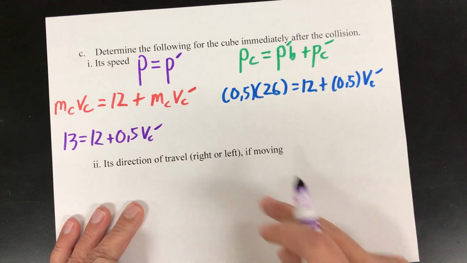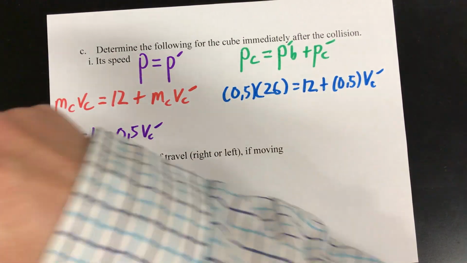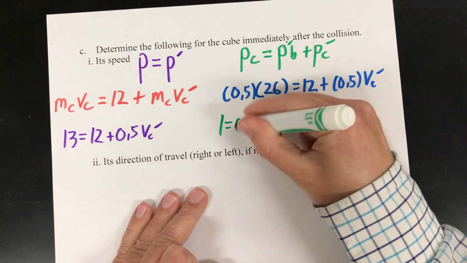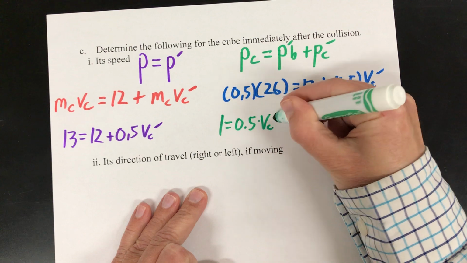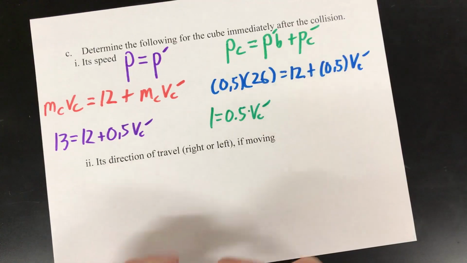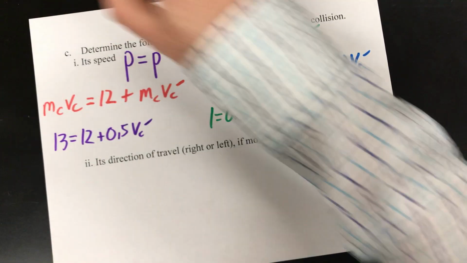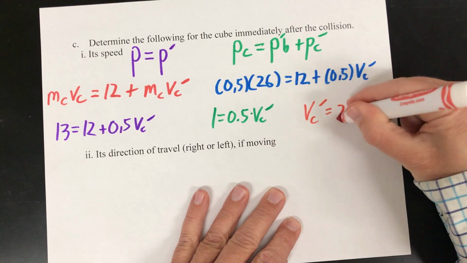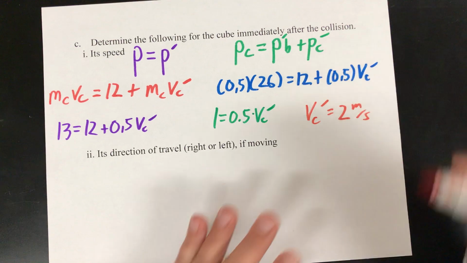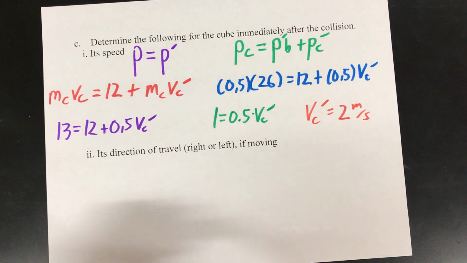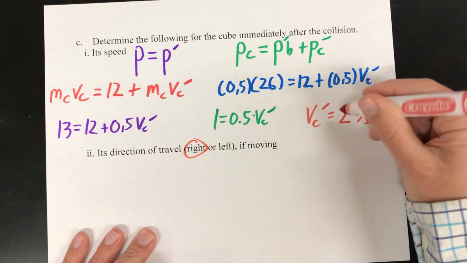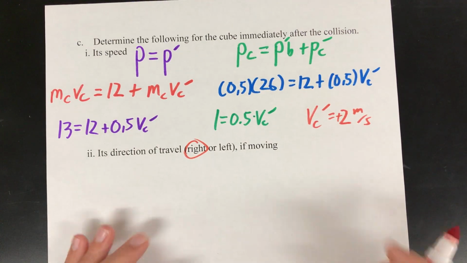Subtract the 12 from each side, and we will get 1 is equal to 0.5 times the velocity of the cube. So divide each side by 0.5, and we will get the velocity of the cube afterwards is 2 meters per second. Okay, now it says what's its direction of travel, right or left? Well, it's right because this is positive there.